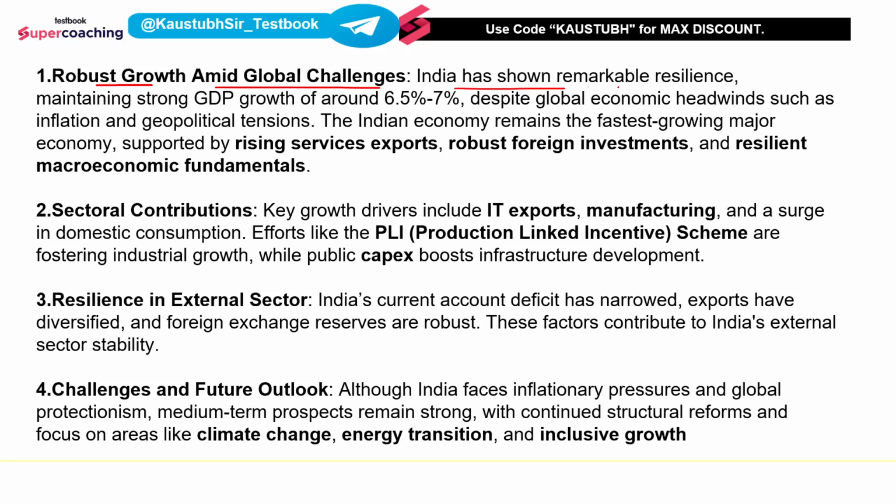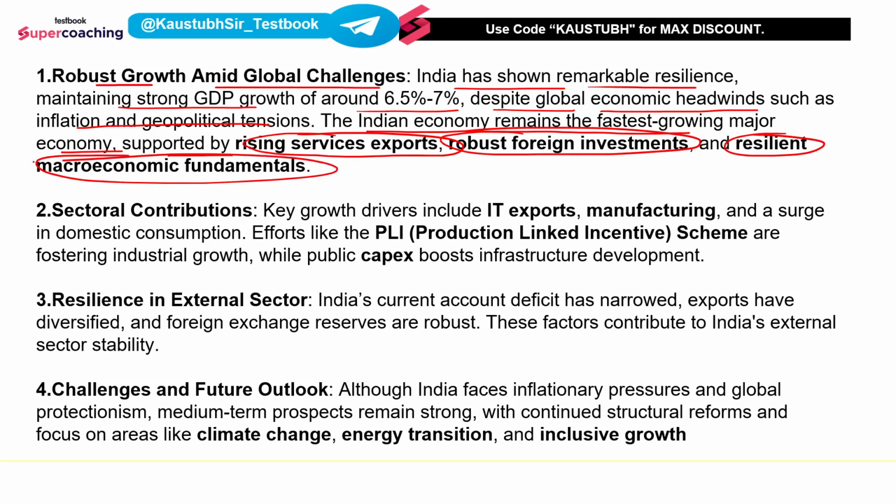India has shown remarkable resilience, maintaining a strong GDP growth of around 6.5 to 7% despite global economic headwinds such as inflation and geopolitical tensions. Indian economy remains the fastest growing major economy, supported by rising services exports, robust foreign investments, and resilient macroeconomic fundamentals. These are the three very essential points which talk about our robust growth story.